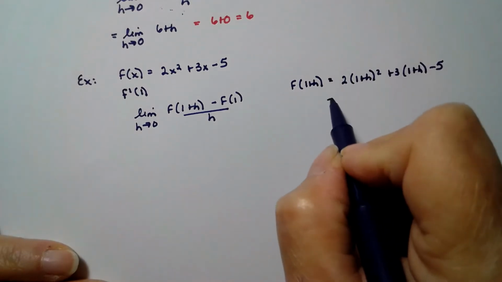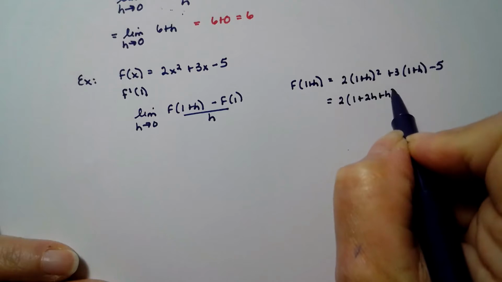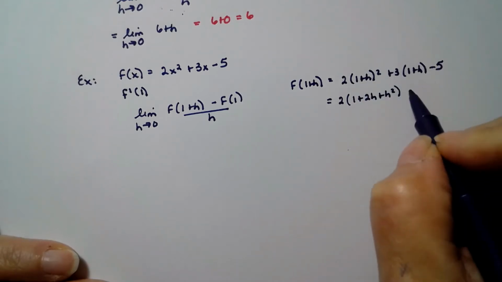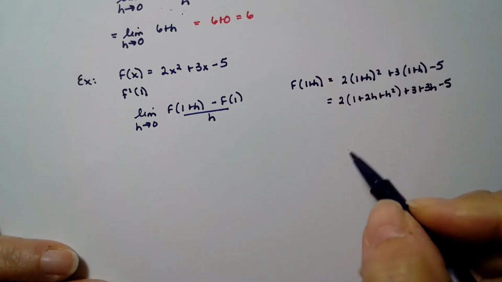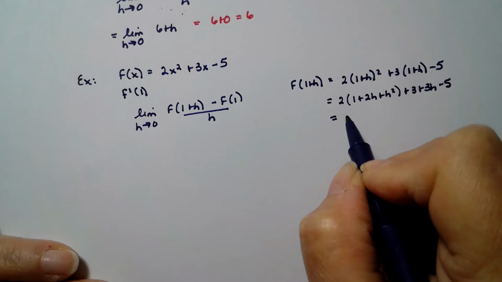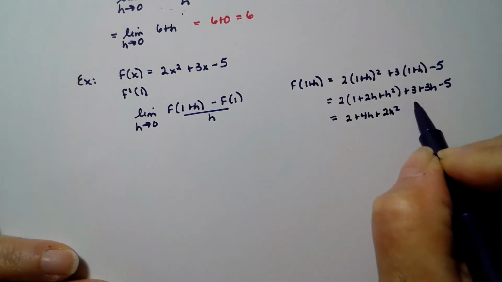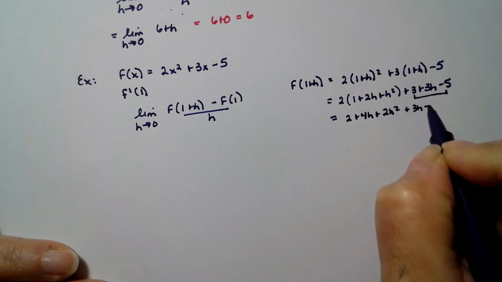And if I expand this out, this is 2 times 1 plus 2h plus h squared. So I'm just doing this very quick. I know you guys can FOIL. If I distribute this, I'm going to have plus 3h minus 5. And now I'm going to distribute that too. So we're going to have 2 plus 4h plus 2h squared. I'm going to combine the 3 and the negative 5, so plus 3h minus 2.